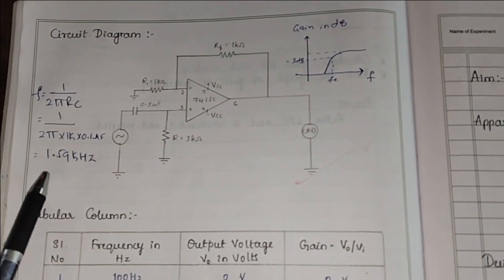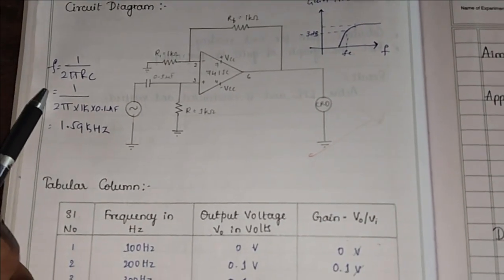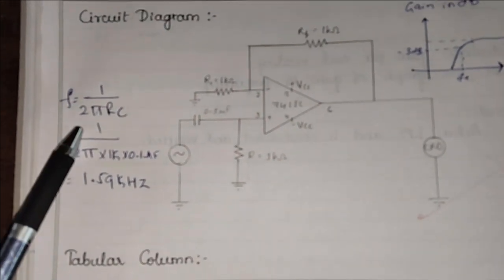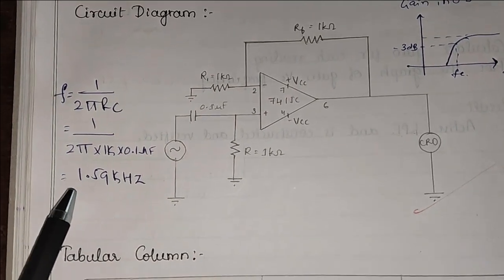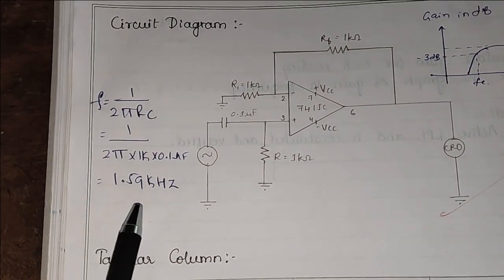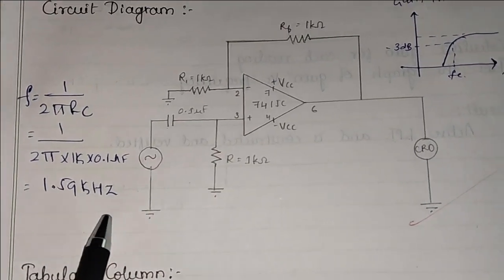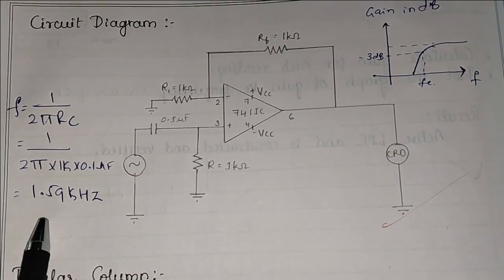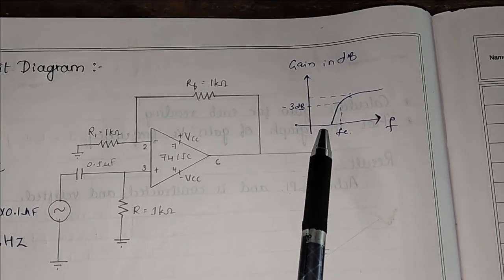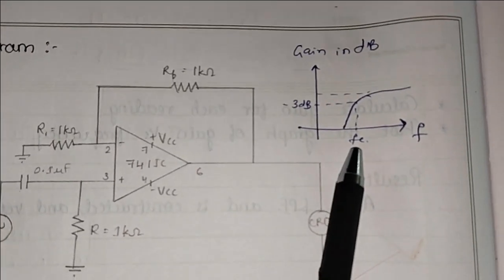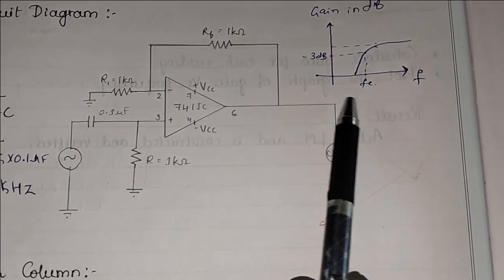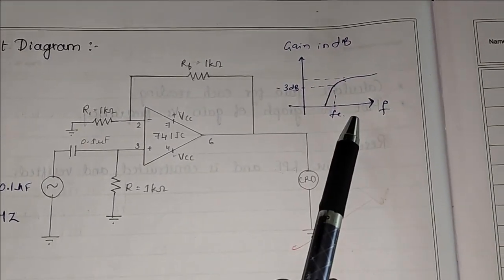Now we will calculate its cutoff frequency using this formula. The cutoff frequency formula is given as 1 divided by 2 pi RC. Once we substitute the values, F turns out to be 1.59 kilohertz. That means till 1.59 kilohertz we don't get any signal, as we can observe here in the graph. After 1.59 kilohertz we will get the output voltage. This is the graph of the high-pass filter.